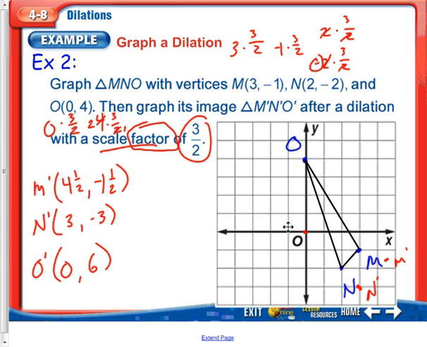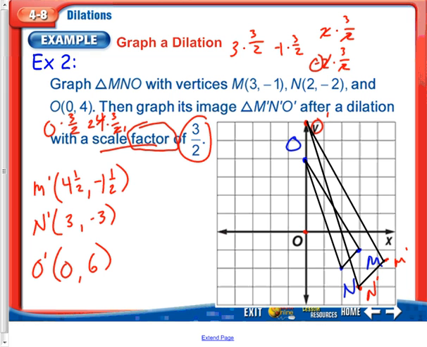And then O prime is (0, 6), so 1, 2, 3, 4, 5, 6, all the way at the top. The 0 obviously doesn't change because we can't change a 0 by multiplying by a factor. So O prime is there. And then I can graph my new dilated image by going ahead and marking these with my line tool.